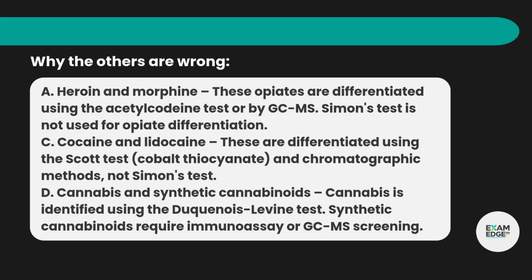Why the others are wrong. A. Heroin and morphine. These opiates are differentiated using the acetylcholine test or by GCMS. Simon's test is not used for opiate differentiation. C. Cocaine and lidocaine. These are differentiated using the Scott test, cobalt thiocyanate, and chromatographic methods, not Simon's test. D. Cannabis and synthetic cannabinoids. Cannabis is identified using the Duquenois-Levine test. Synthetic cannabinoids require immunoassay or GCMS screening.